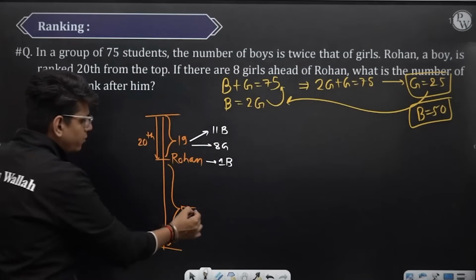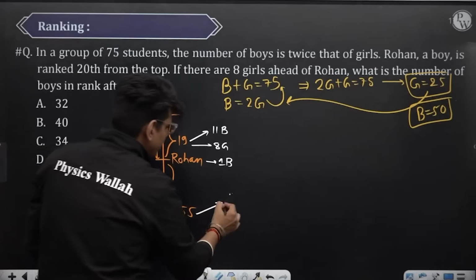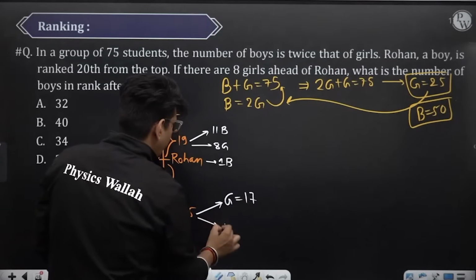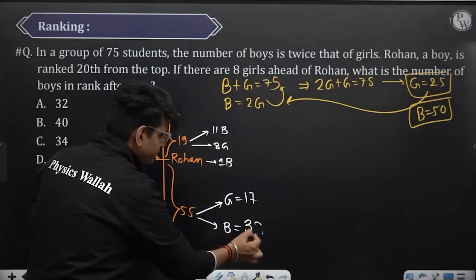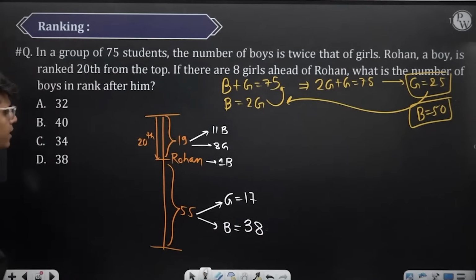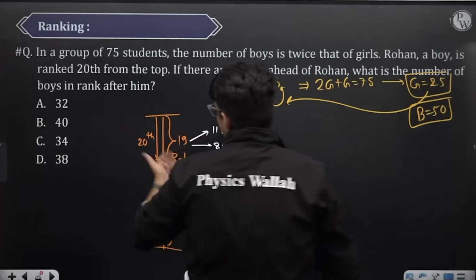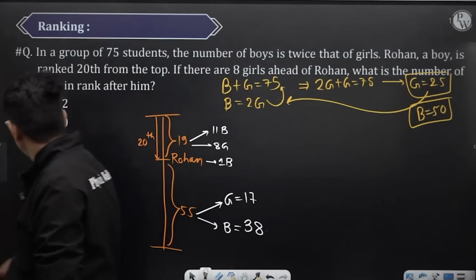So from the rest 55, the number of girls is 17 and the number of boys, we have 12 here. So this is 38. Okay, right? So now what is asked in the question? What is the number of boys in rank after him? So after Rohan, there are 38 boys. So answer will be this option D.